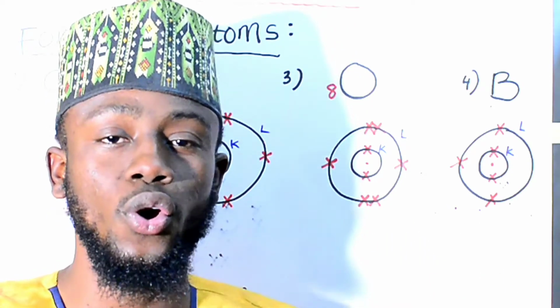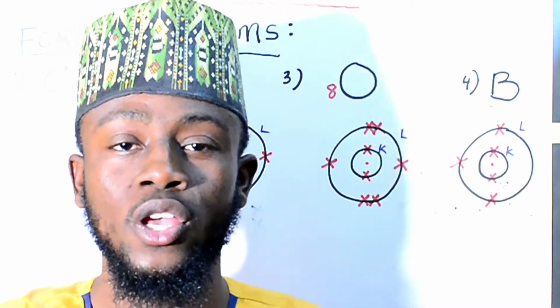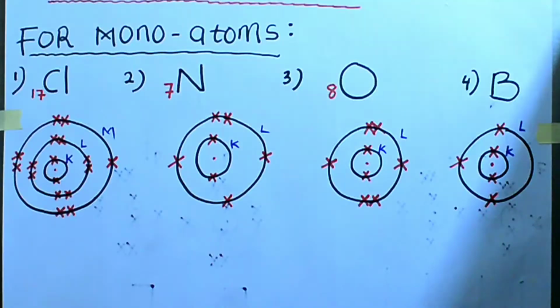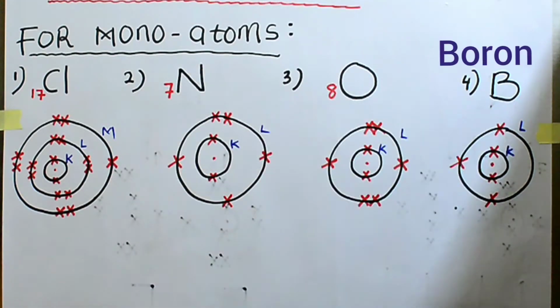Today in this video, we are going to learn how to draw a Lewis dot structure. So here we go. Lewis dot structure for monoatoms. Number 1, chlorine, nitrogen, oxygen, bromine. 4 different types of atoms.